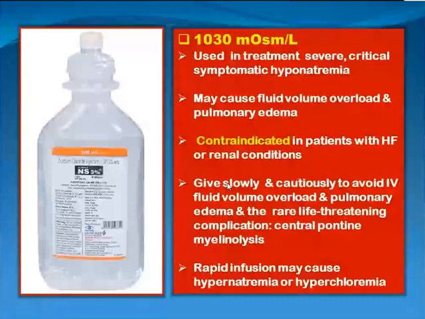We have normal saline 5%, and we also have 7%. But 7% is usually used in animals, not in humans.